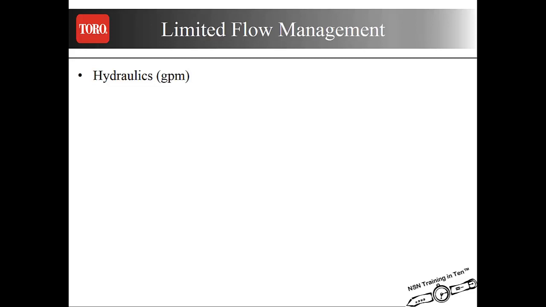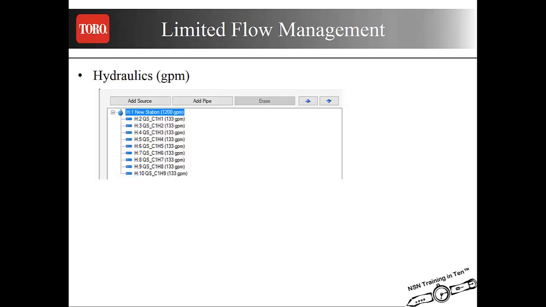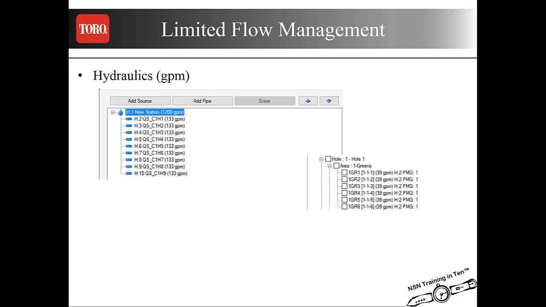In the Advanced Setup folder and the hydraulics screen, you can see we have a very basic hydraulic tree with a pump station producing 1,200 gallons per minute, and each hole has been assigned 133 gallons per minute. If I look at the green stations on hole number 1 in my hydraulics, I see each station has a flow of 39 gallons per minute.